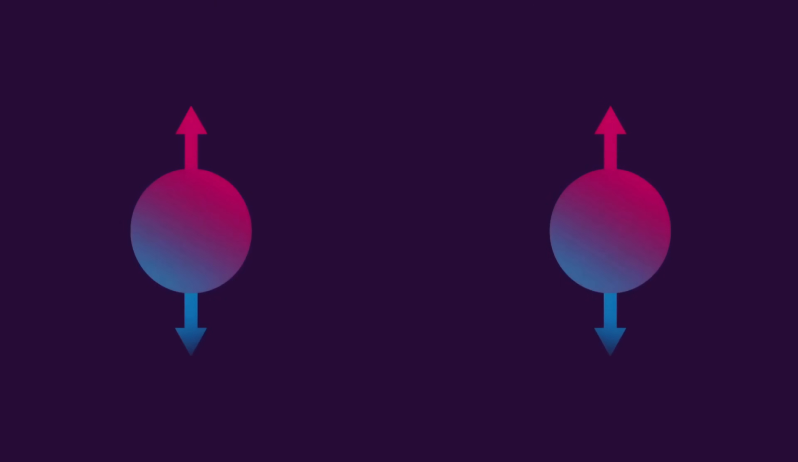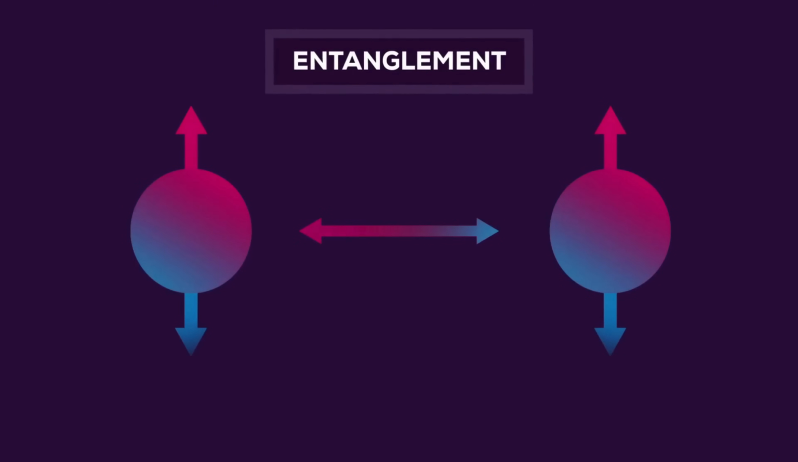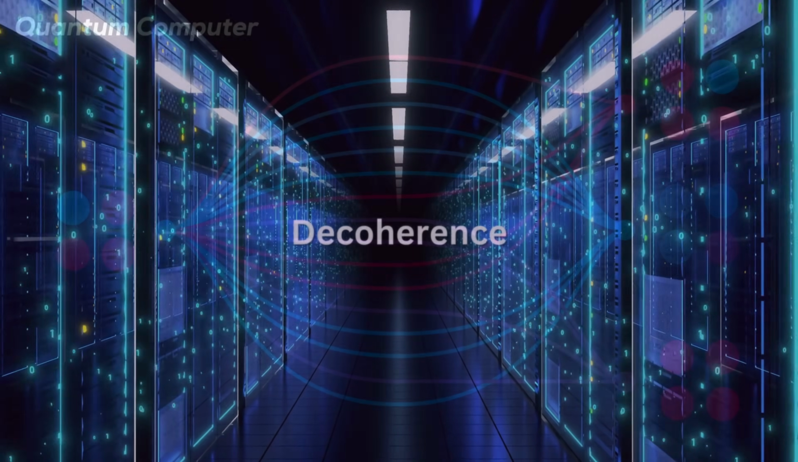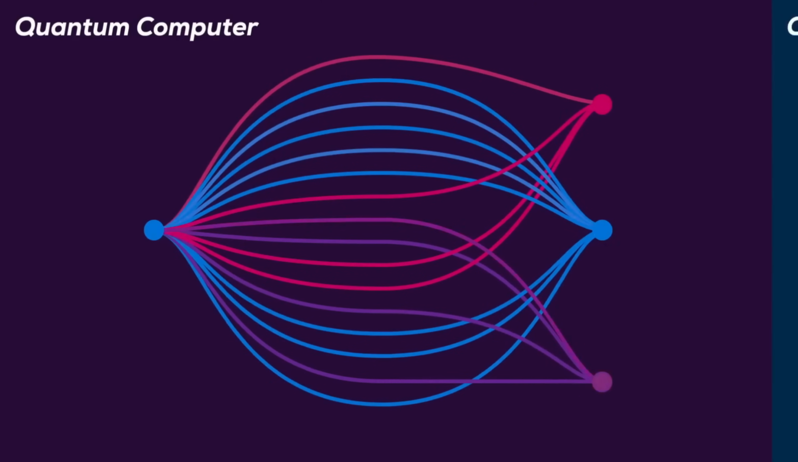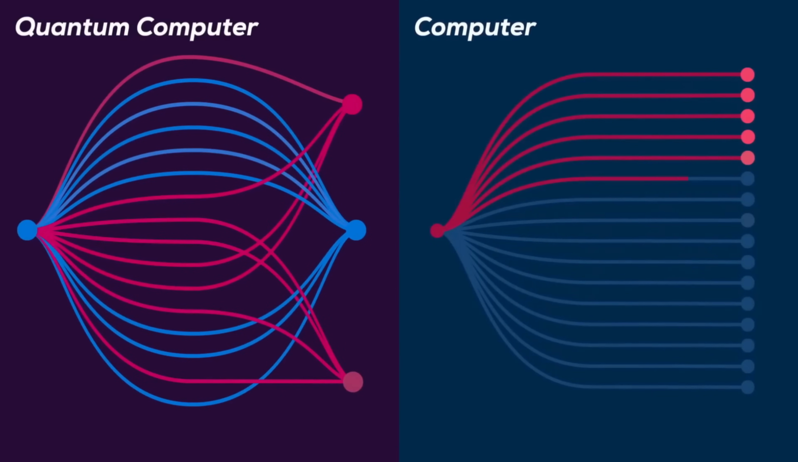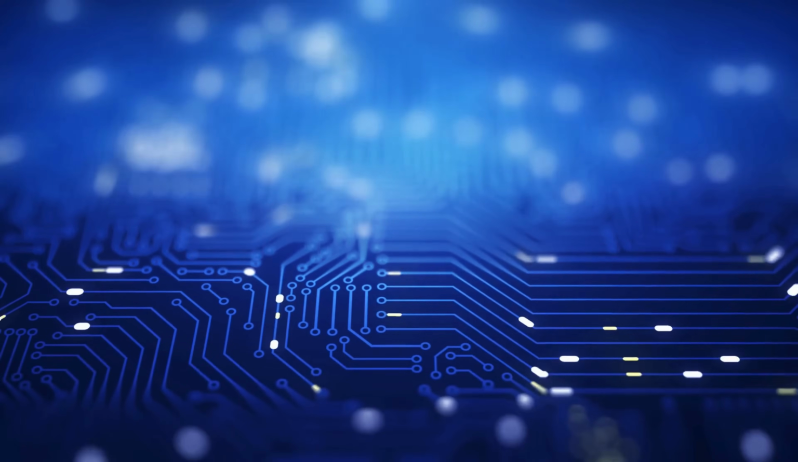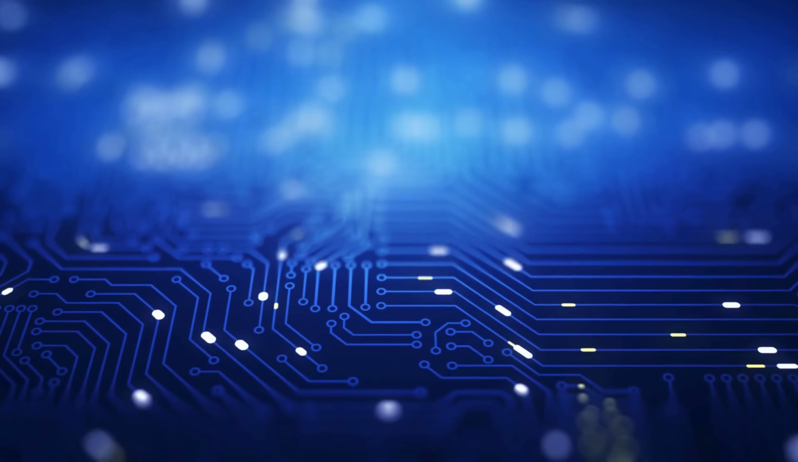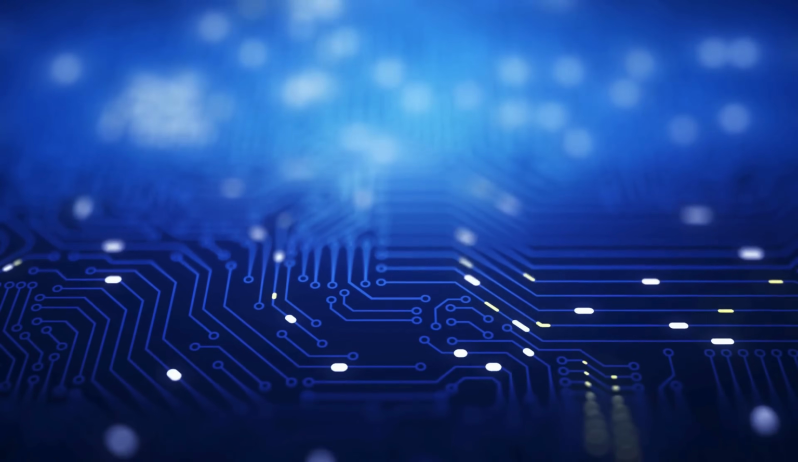Entanglement. Entanglement is a phenomenon where two or more quantum particles become linked, so the state of one directly affects the state of the other, even over long distances. Decoherence. Decoherence occurs when quantum states lose their quantum nature and behave more like classical particles. It can be triggered by measurement or external interference, affecting the stability of quantum computations.